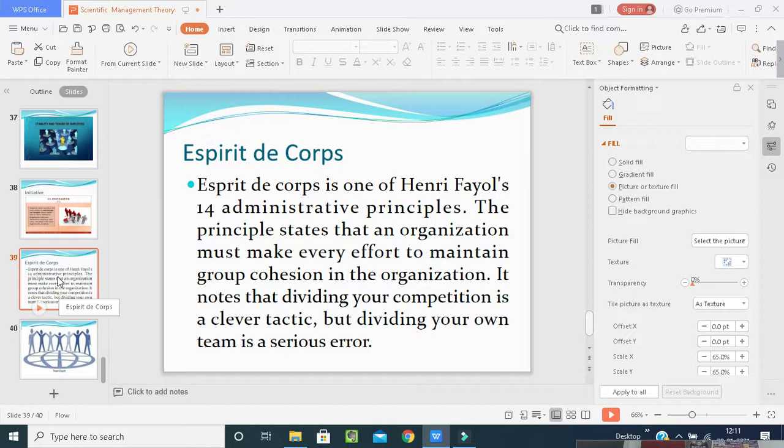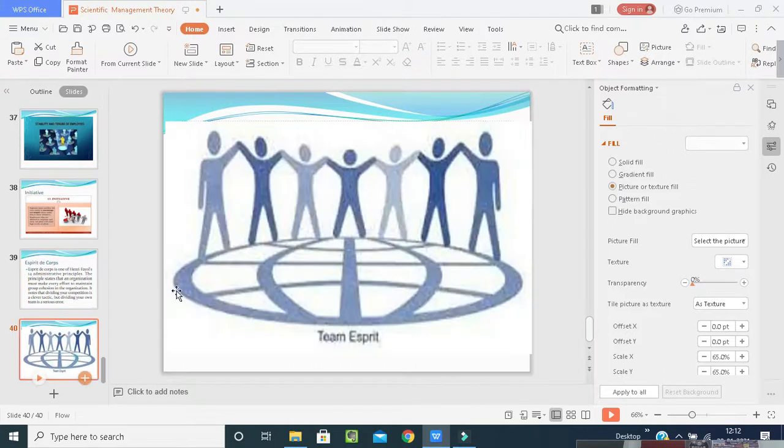Esprit de Corps is one of the administrative principles of Henri Fayol. This states that an organization must take every effort to maintain group cohesion in the organization. It notes that dividing your competition is a clever tactic, but dividing your own team is a serious error. So never divide your team. Team spirit should be there. All should work together for the common goal.